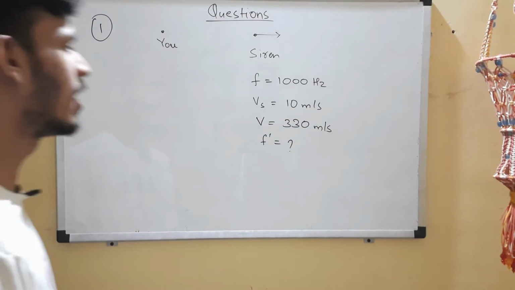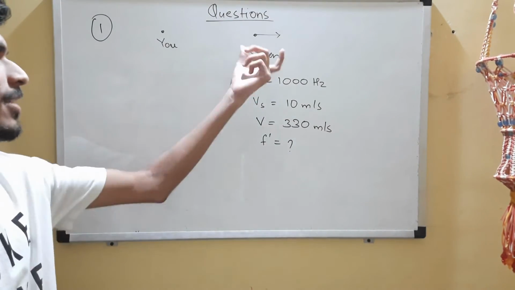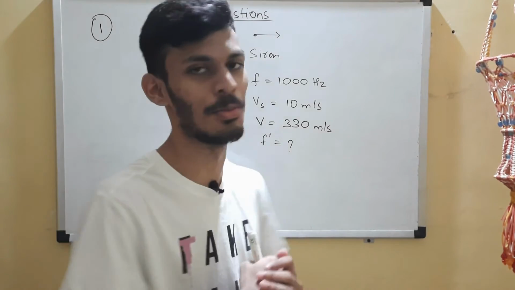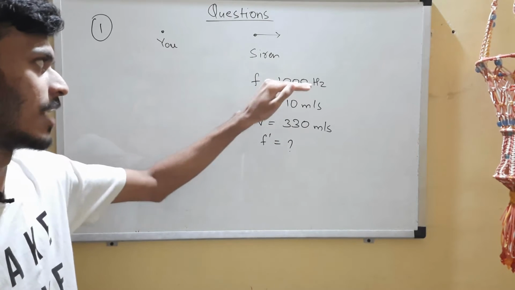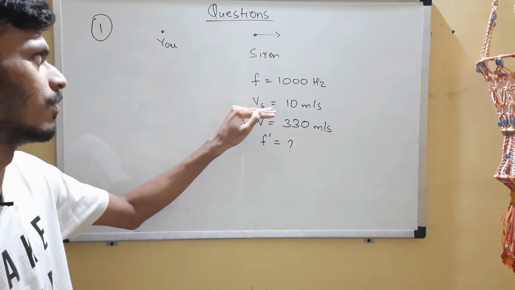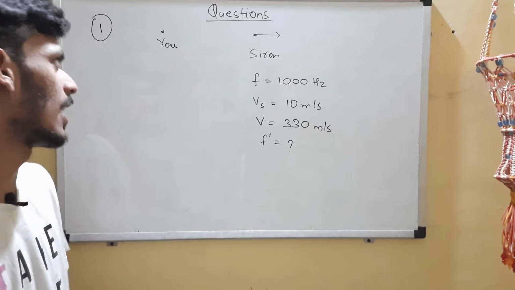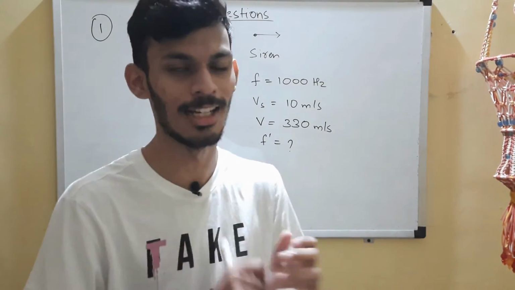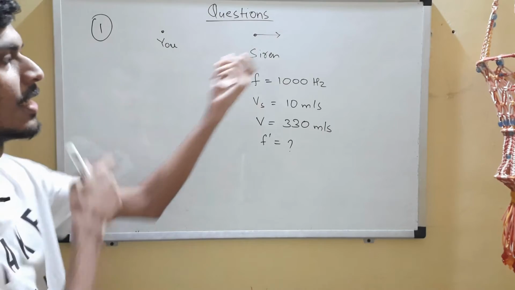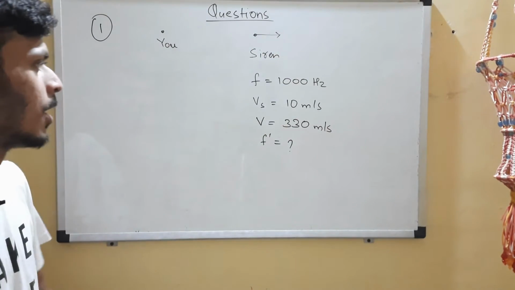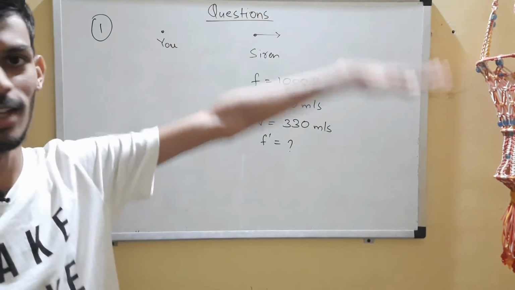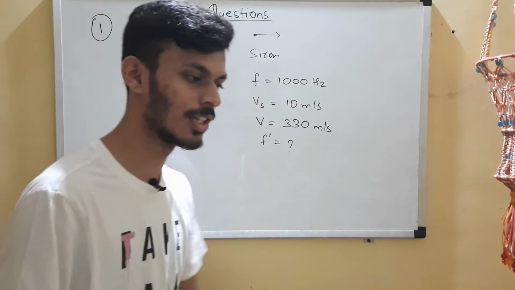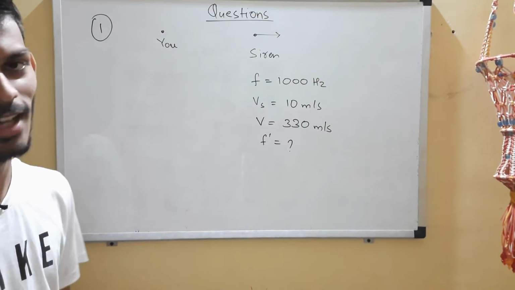Question 1: you are over here and there is a siren moving away from you. This is the source, and the frequency of the sound waves is given as 1000 hertz. The velocity of the source is 10 meters per second. You are stationary, but the siren is moving, so there is relative motion between you two. The velocity of the sound wave is 330 meters per second. You are supposed to find the apparent frequency.